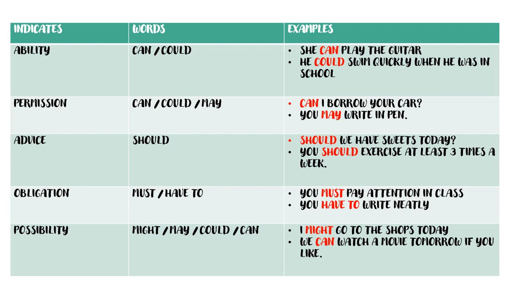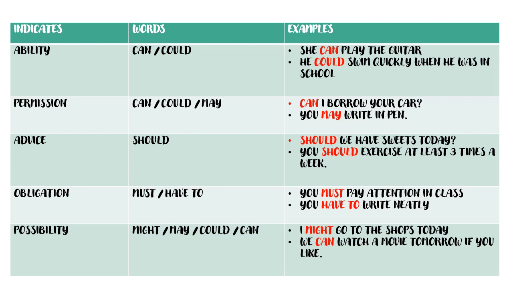Something that we are saying you have to do is an obligation, and these sentences use the words must or have to. You must pay attention in class. You have to write neatly. We are telling people that they are obliged or should definitely be doing these actions.